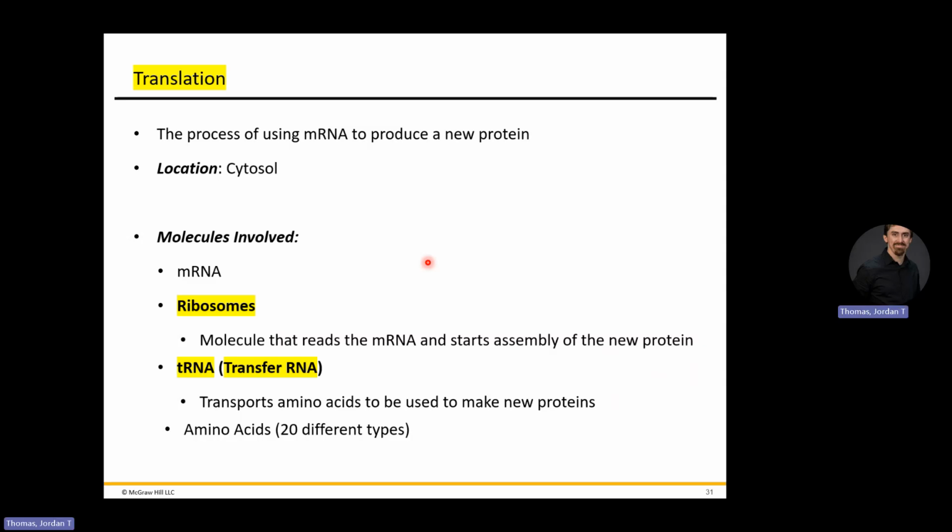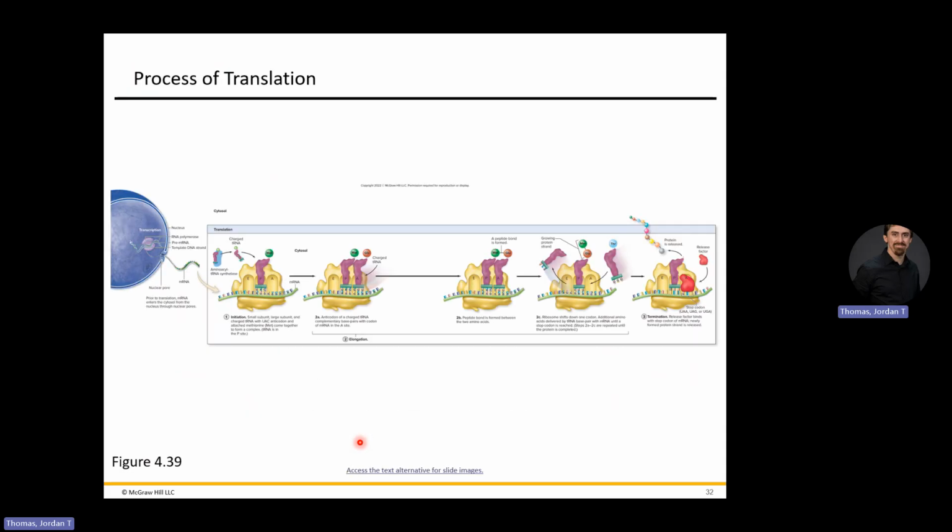Translation is the process of using mRNA to produce a new protein. It happens in the cytosol, or the fluid outside the nucleus. We have a couple molecules involved. mRNA is the message, the instructions on how to make the protein. Ribosome is the factory that makes the protein. It's the molecule that reads mRNA and starts the assembly of a new protein. tRNA, or transfer RNA, is the molecule that transports amino acids to be used to make a new protein. And lastly, we have our amino acids, the building blocks for protein. We have 20 different types. I'm not going to have you memorize the 20 different types.